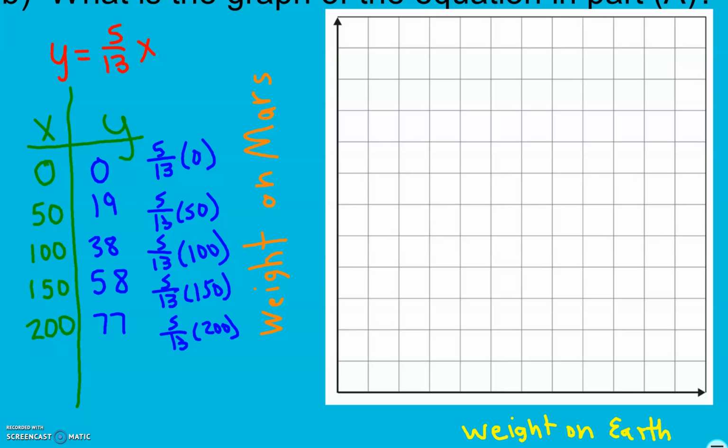Now for scales on the bottom on my x-axis, I'm going to go by 50s, since that's what I counted by here. On my y's, I'm going to go by 10, because I need to get all the way up to 77. And on my x, I actually made every 2 lines 50, so I went by 25s there just to kind of spread it out. Then I plot my points, 0, 0, 50, 19, 138, 150, 58, and 277. I can connect those and put an arrow because it continues up.